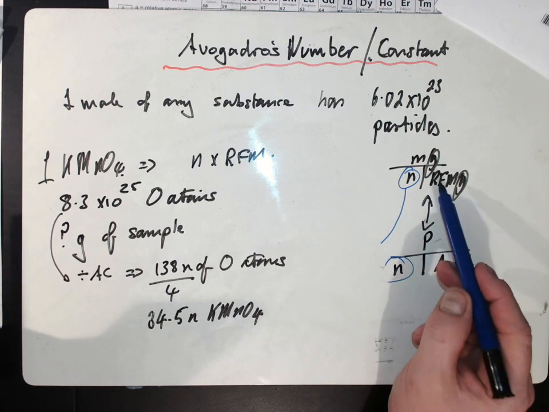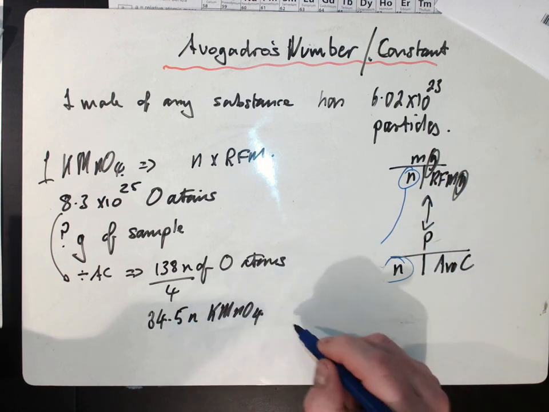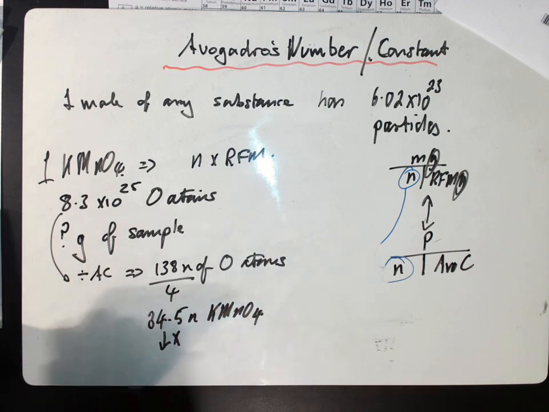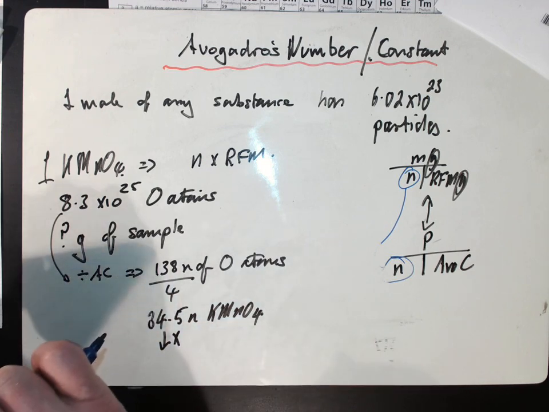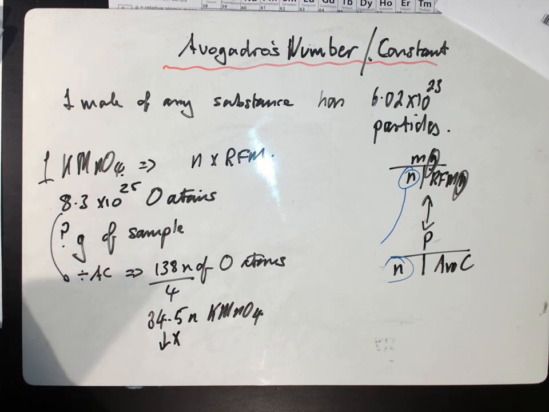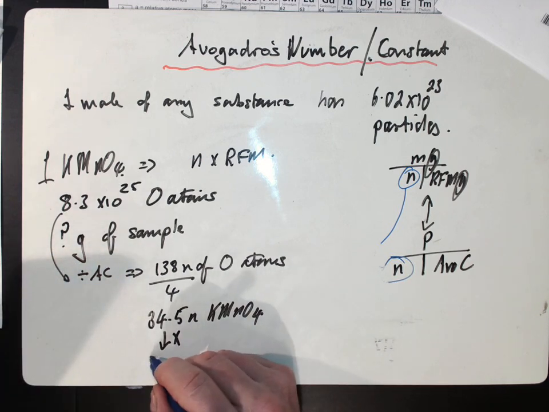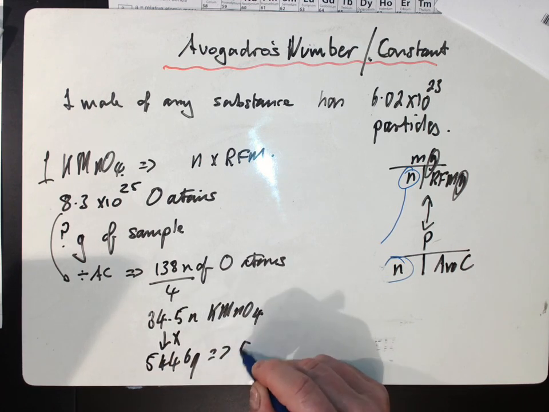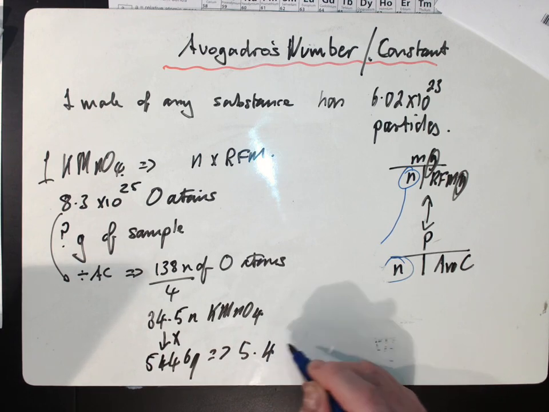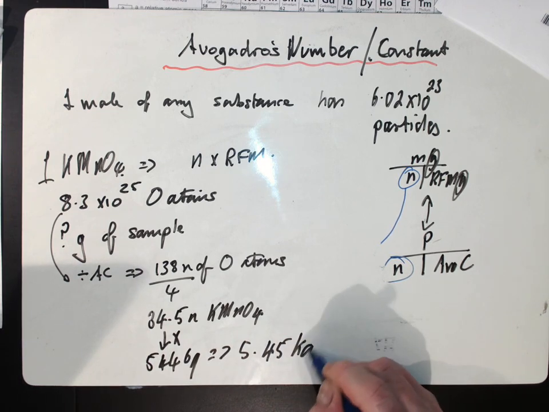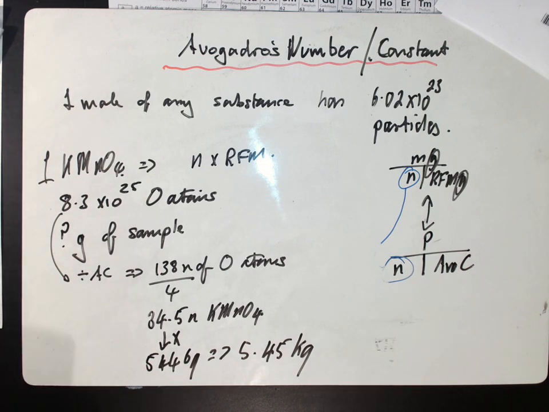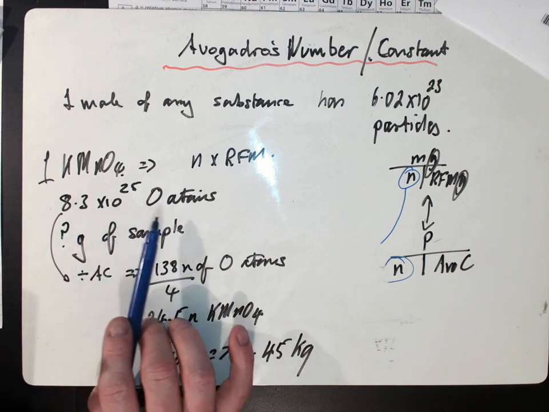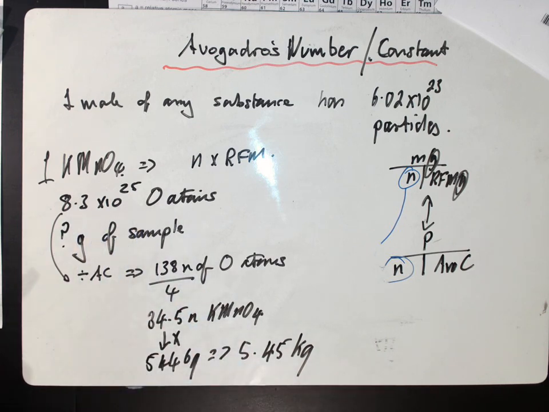The mass equals moles times RFM, of course, so if I take this and times it by the RFM of the potassium permanganate, that gives me 5,446 grams. I would probably express that as 5.45 kilograms, and that's probably in around where you'd expect. You'd expect a large mass here because you've got a lot of moles of oxygen.